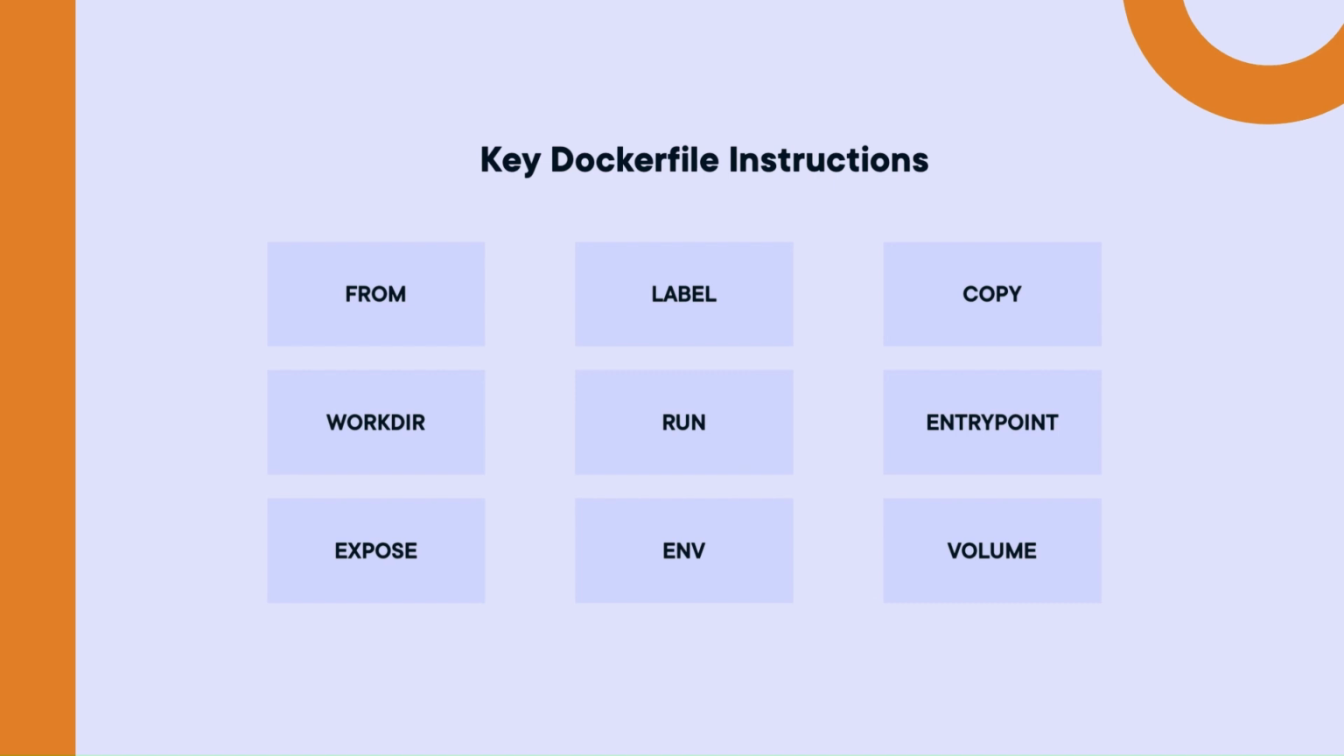ENV sets environment variables that get baked into the image. Then we have COPY. COPY brings your source code or other files into the image. ENTRYPOINT defines the main executable that runs when the container starts. And VOLUME. VOLUME is used to specify directories that should persist data or be mounted from the host. Together, these instructions form the building blocks of any Dockerfile and control how your final image behaves.